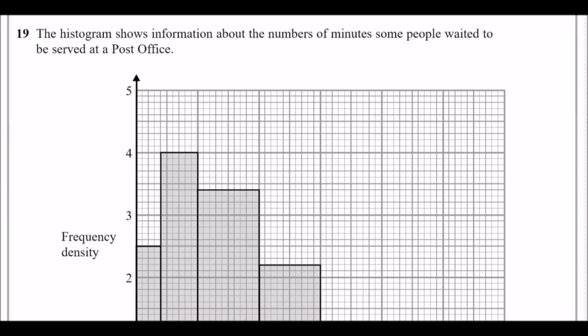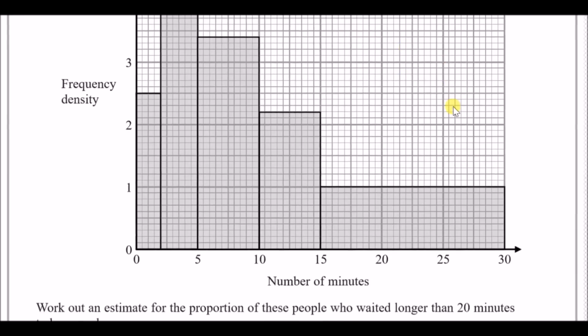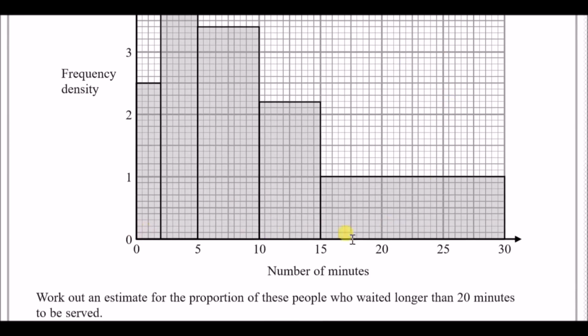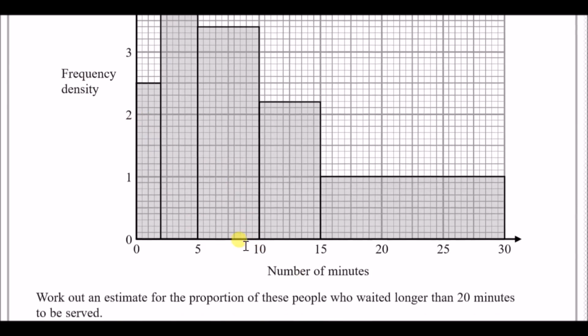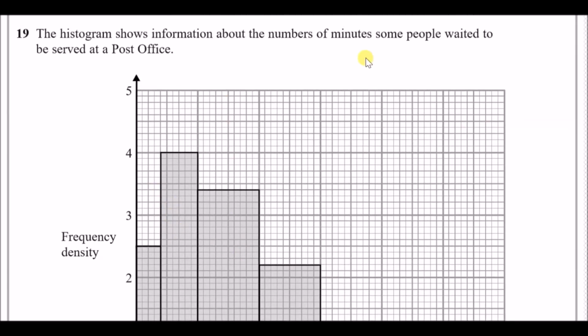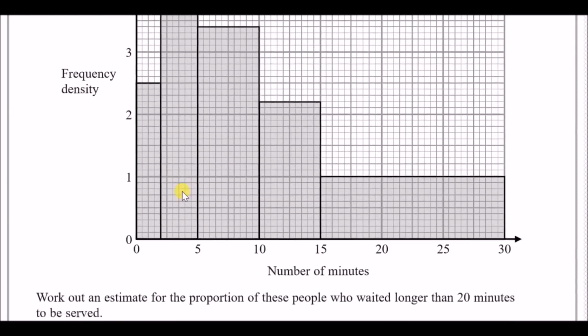So the histogram shows information about the numbers of minutes some people waited to be served at a post office. Okay, so we have a couple of pieces of information. We have the class widths, which is represented by number of minutes. We have the frequency density, in other words, the height. If you multiply these two values, you get the total frequency, i.e. the number of people. Or in this case, yep, the number of people.